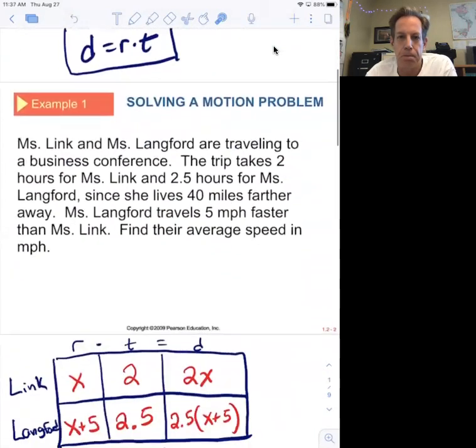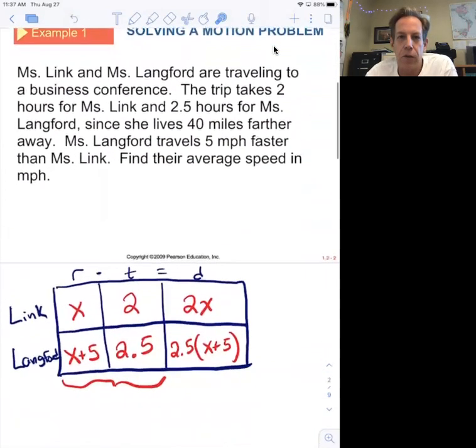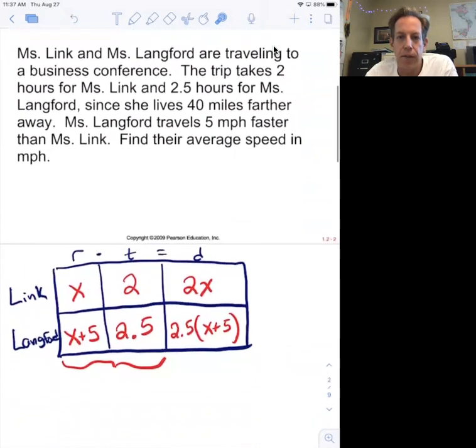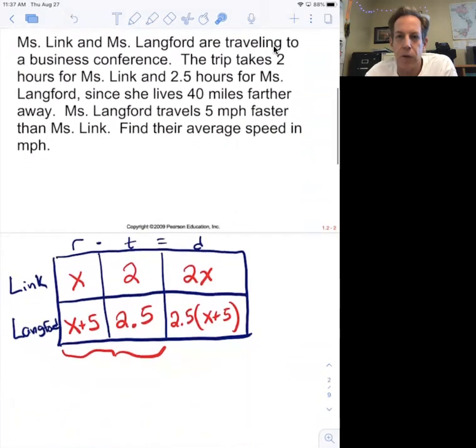Okay. Now, what's implied here is they're going to a business conference. So they're going the same direction. It's not real explicit, but we're going to take that for what it's worth. But because Miss Langford drives farther, they're going the same direction, but they're going a different distance, okay? Now, who's traveling farther?